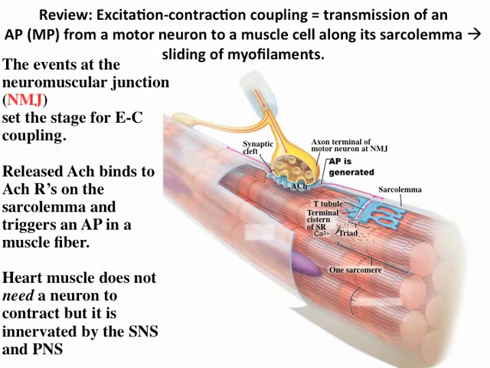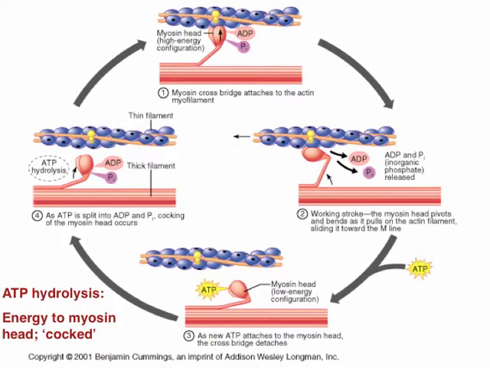So it says on the left, I've got some notes. It says the heart muscle does not need a neuron to contract, but it is innervated by the sympathetic nervous system, or the SNS, and the parasympathetic nervous system, or the PNS. So heart muscle can contract on its own, as opposed to skeletal muscle that cannot contract on its own. A skeletal muscle needs a neuron to tell it to contract. The heart muscle does not, but the heart muscle contractile strength can be modulated by the sympathetic and parasympathetic nervous systems.